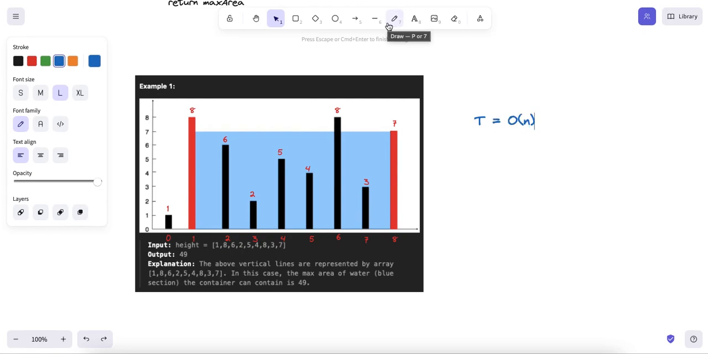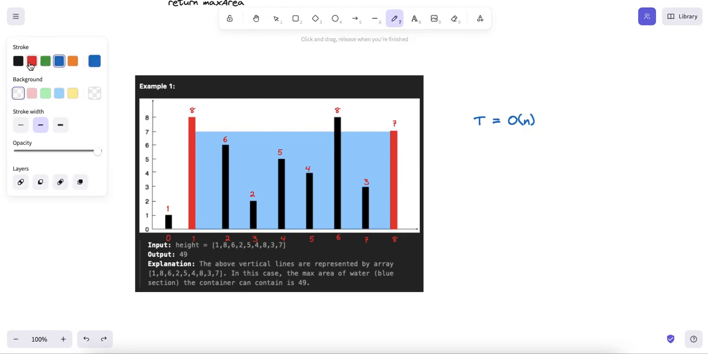The way we would do this would be to start out our left and right pointers indicating the left and right side of our rectangle as far as possible. So we would have, for example, our left pointer starting here at index 0, and our right pointer starting here at index 8. The reason we do this is because this would allow our base to be as large as possible.